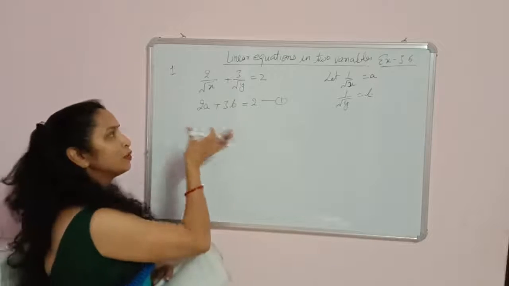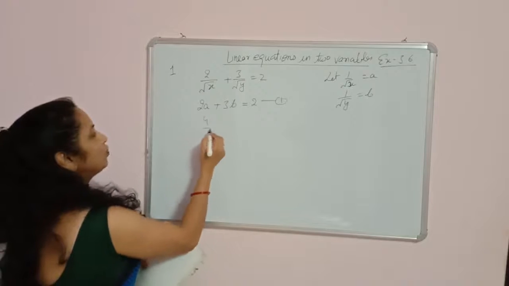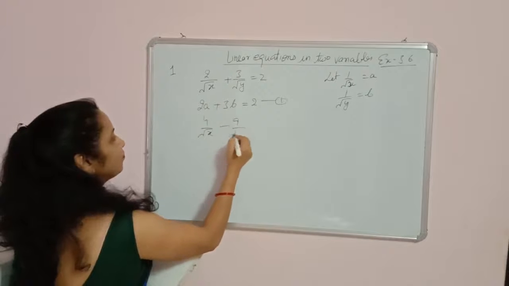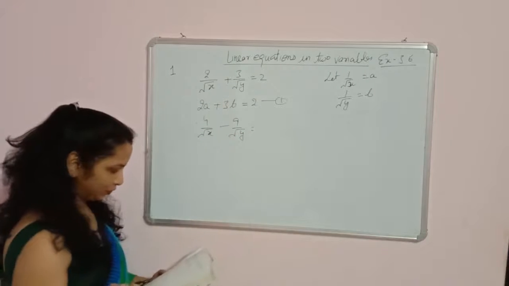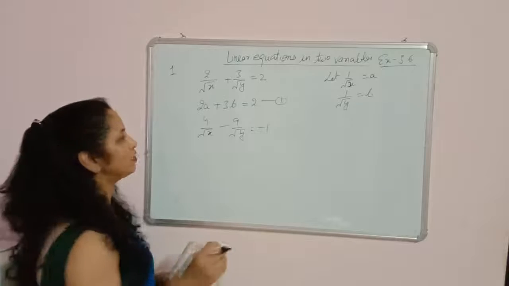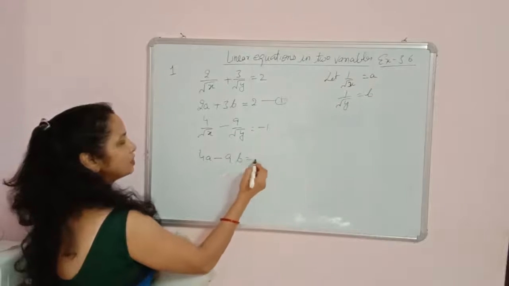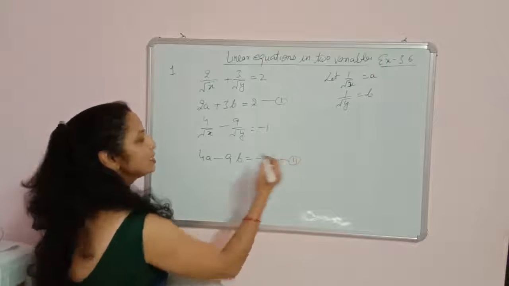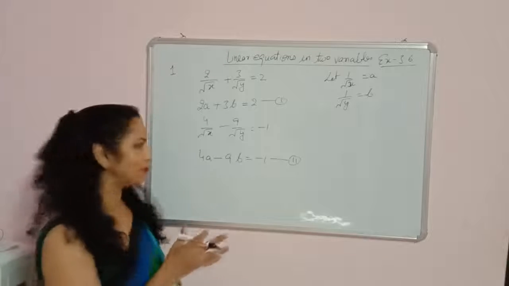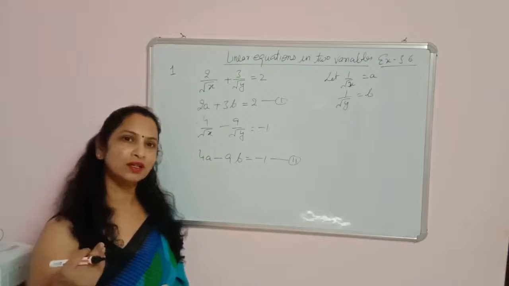So this is a reducible equation. This is a very simple equation. Now the second equation is 4 upon under root x minus 9 upon under root y is equal to minus 1. So again in the reducible form it will be 4a minus 9b is equal to minus 1. This is the equation second. So now the equation becomes so simple, and you can simplify it by using any method, either elimination, substitution or cross multiplication.